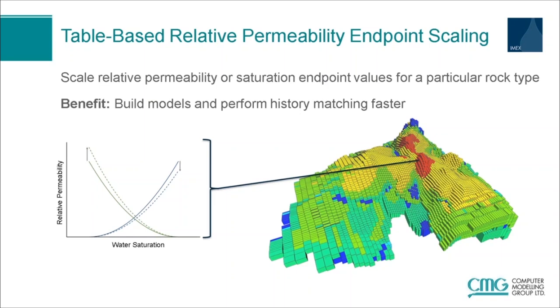There's also a new keyword defined called copy, which lets you, of course, copy rel perms from one table to another one, and then when used in combination with the table-based endpoint scaling, you can quickly define relative permeability sets that have a similar shape. For example, they might all follow the Corey equation, and they just have different endpoints. So these 2 keywords are very useful if you're building models, again, based on facies, or definitely in certain history matching workflows. It can be quite useful and quick as well.